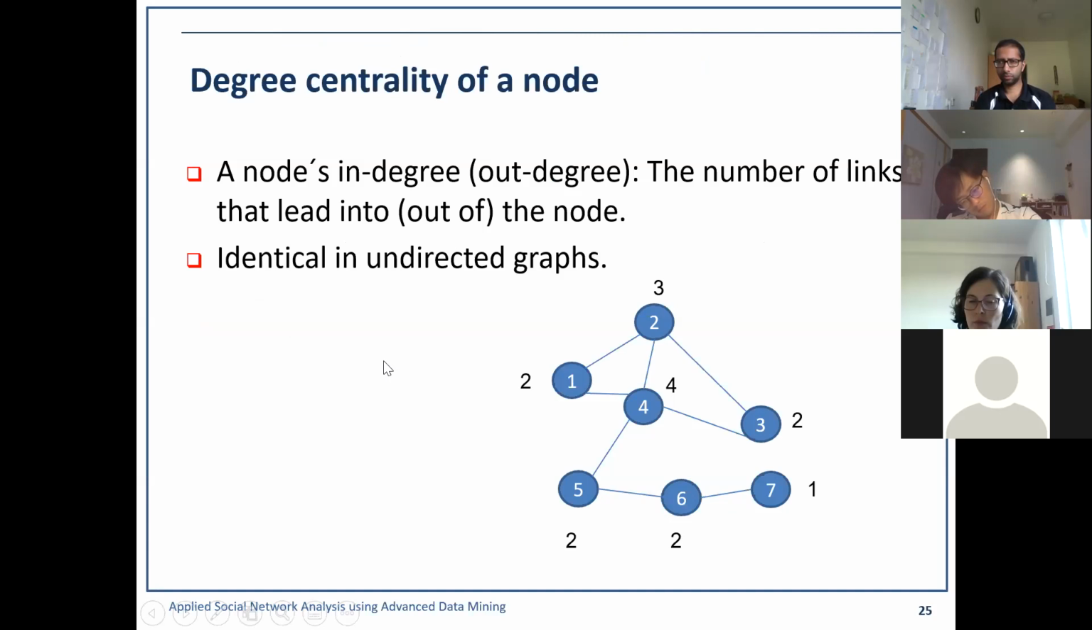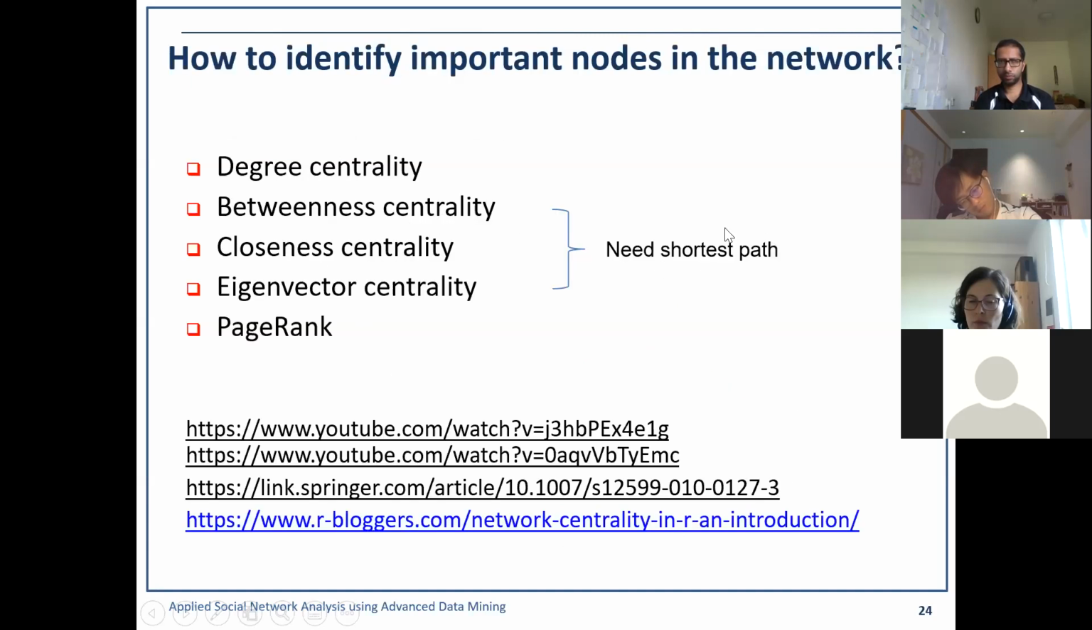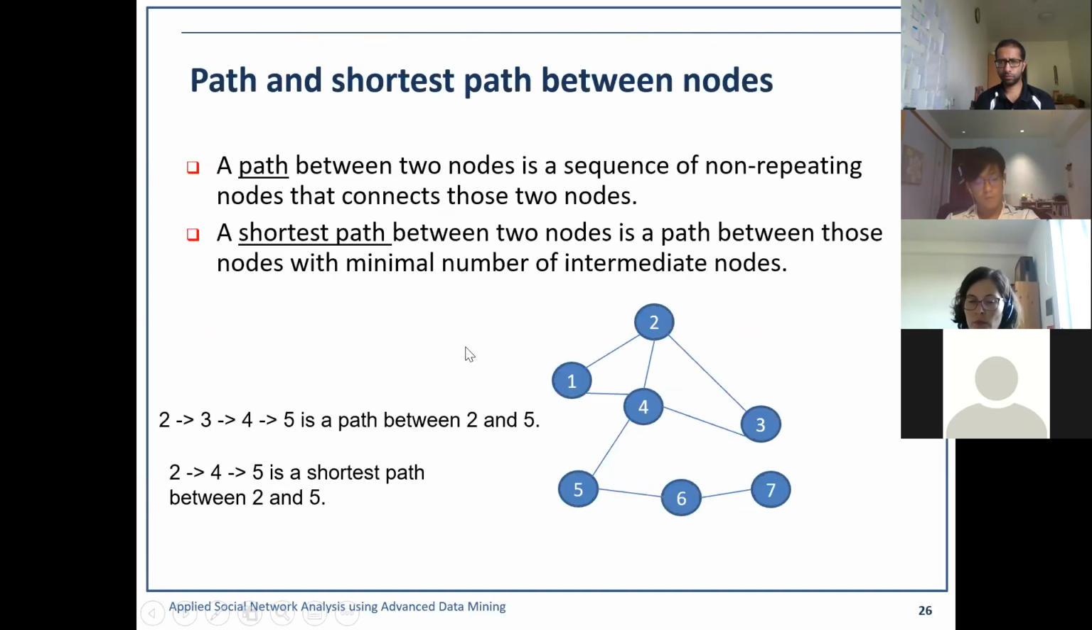So in order to define the betweenness centrality, we need the notion of a shortest path between two nodes. So let's introduce first the notion of a path and shortest path between two nodes. Those are basic notions from graph theory. A path between two nodes is simply a sequence of nodes and links connecting those two nodes. For example, a path from node 2 to node 5 is 2, 4, 5. That's one path from 2 to 5.